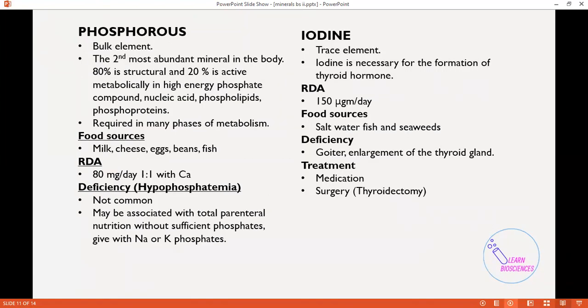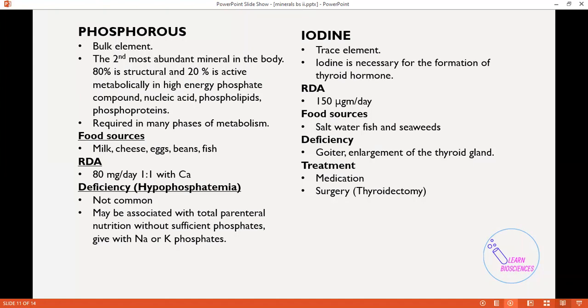Phosphorus is also a bulk element, the second most abundant mineral in your body. 80% is in your bone structure, and 20% is metabolically active: high energy phosphate compounds, nucleic acid, phosphatase, and phosphoprotein. The 20% of the phosphorus is required for the composition of your DNA, the phospholipids, the phosphoprotein, and the nucleic acids. It is required in many phases of metabolism.